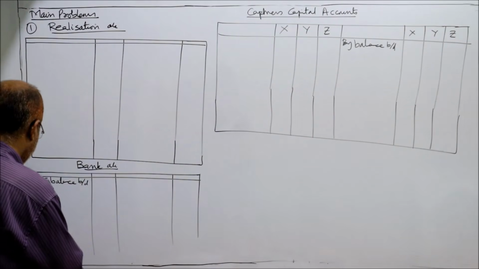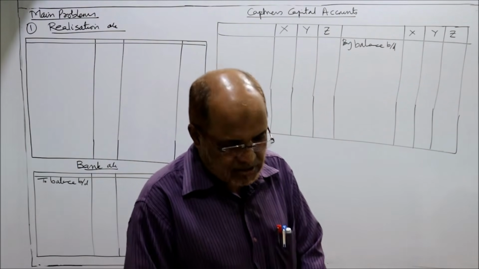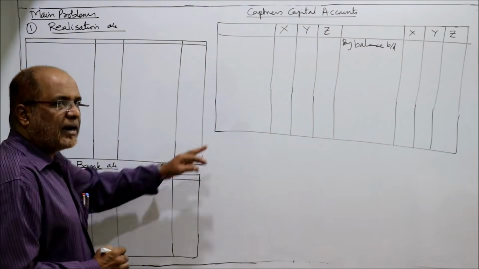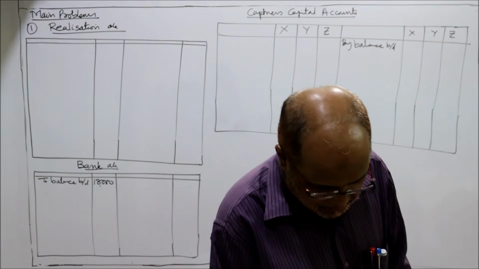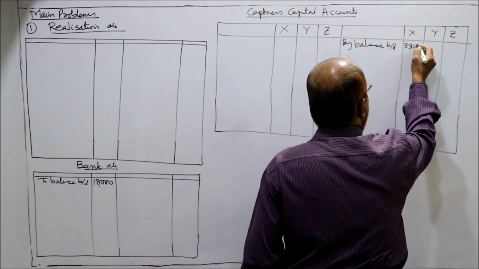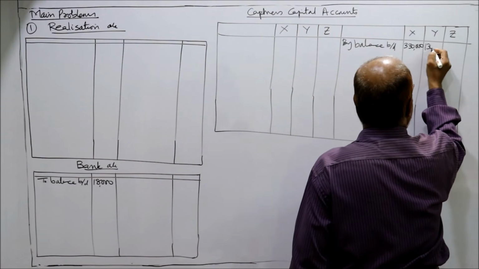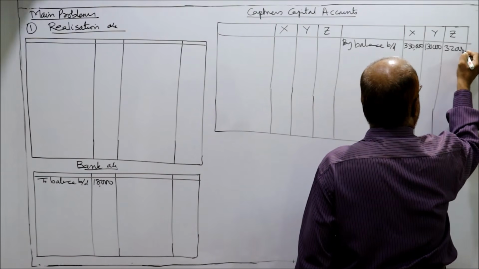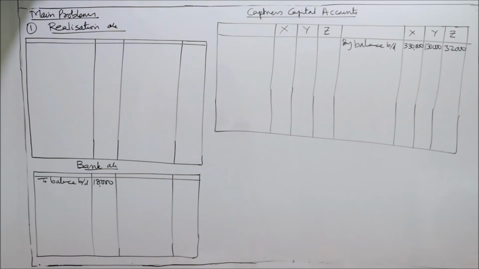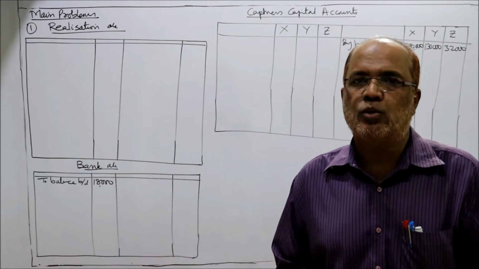Whereas bank account is there in the balance sheet. On the asset side, you see how much is the cash at bank? 18,000. Similarly, partners' capital account. How much are the balances of the partners' capital accounts? 3,30,000, 1,30,000 and 32,000. So we have taken the opening balances. Now we'll start posting the entries.